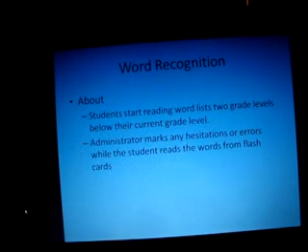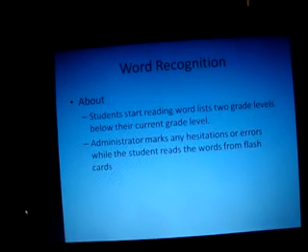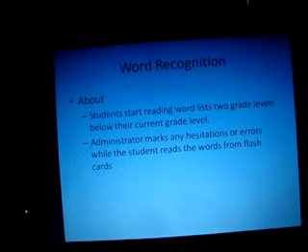The word recognition section of an IRI starts with reading word lists 2 grade levels below the student's current grade level. The administrator marks any hesitations or errors while the student reads the words from flashcards.